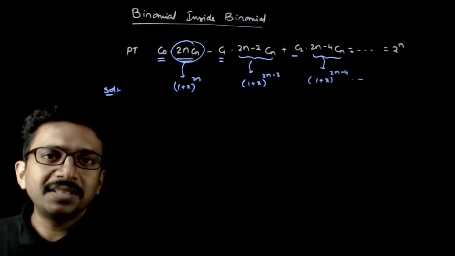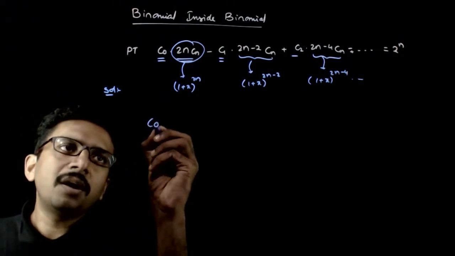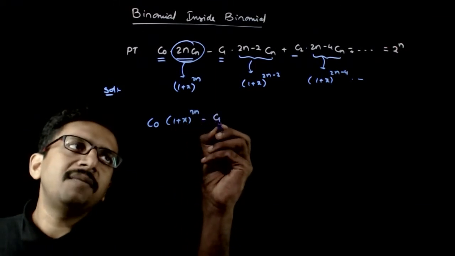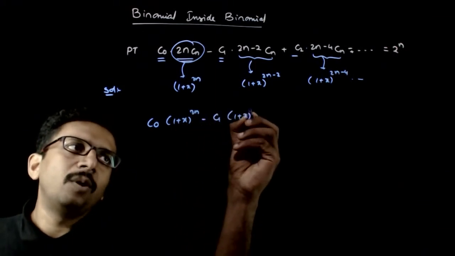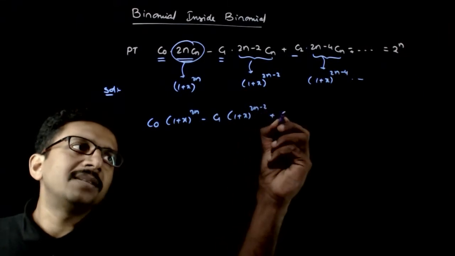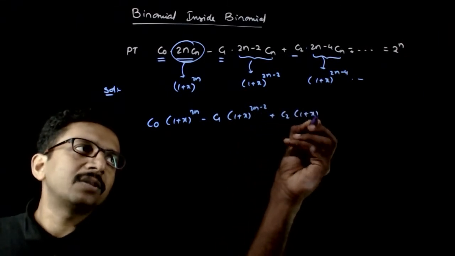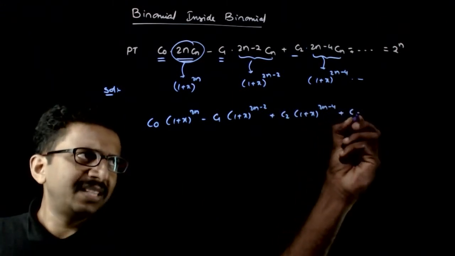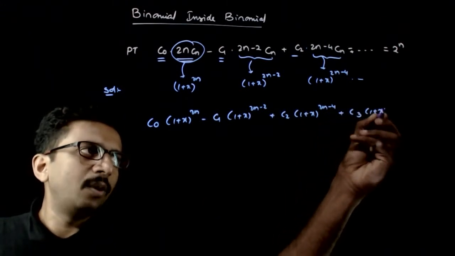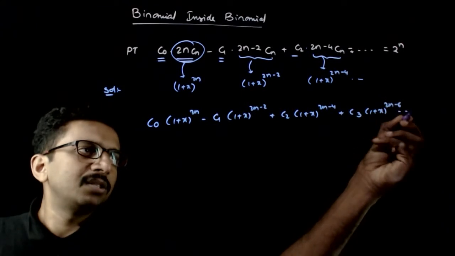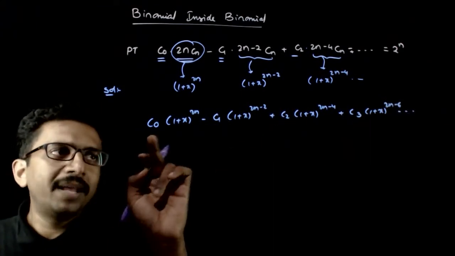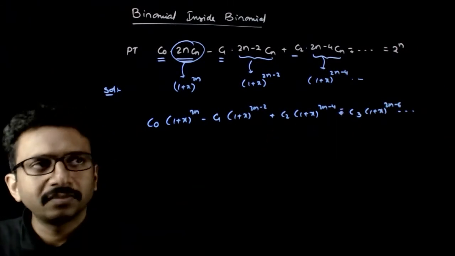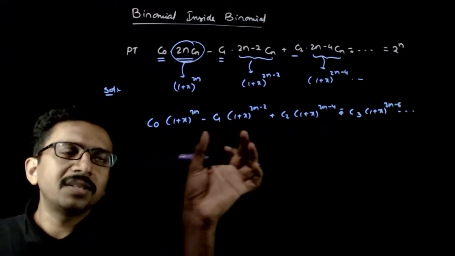Now let us consider an expression: C0 into (1 plus x) whole power 2n, minus C1 times (1 plus x) whole power 2n minus 2, plus C2 times (1 plus x) whole power 2n minus 4, minus C3 times (1 plus x) whole power 2n minus 6, and so on, with alternating plus and minus signs. So what can you say about this expression?